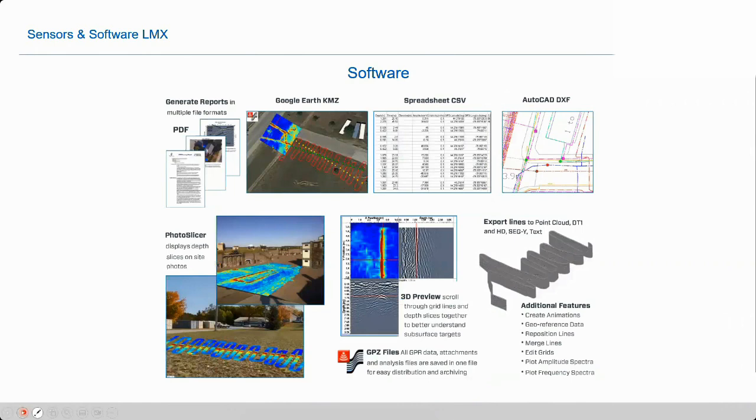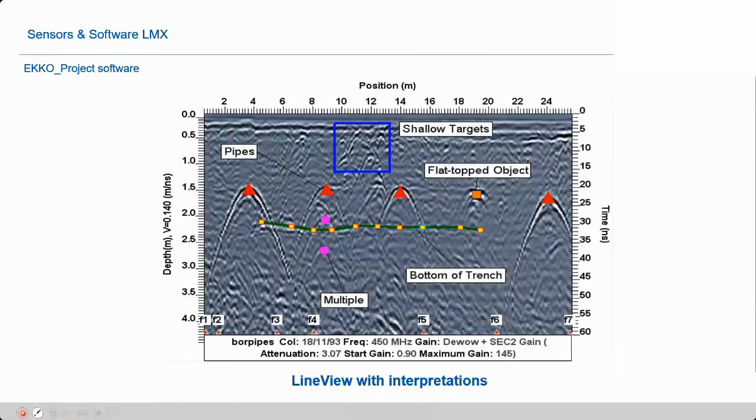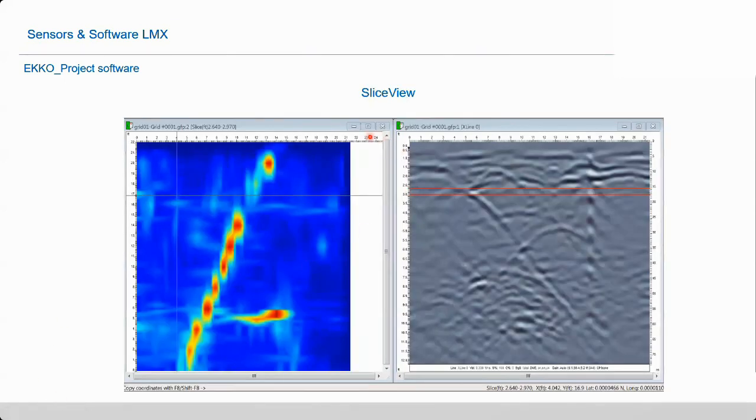So lots and lots of different things we can do with the software: generate reports, outputting KMZs, outputting a CSV spreadsheet, AutoCAD. We have photo slicer, 3D previews, and we can also output lines in point cloud. So this would be Echo Project Core, and this would be Echo Project Examine, where we can add our interpretations on there. And this would be Reveal, where we can use Slice View.